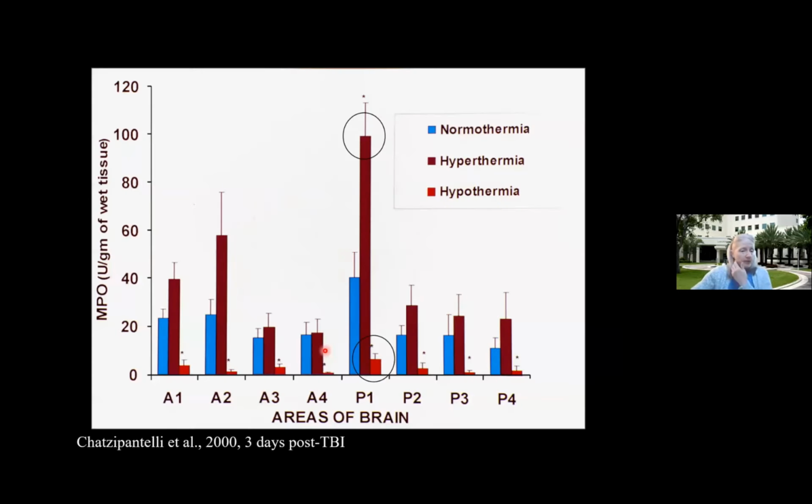Dr. Katsipatelli, who was a postdoc in the lab in 2000, also demonstrated with myeloperoxidase assays, which is a marker for neutrophil infiltration. If you just concentrate on the P1 section, that's the cortical area overlying the contusion, it clearly shows a reduction in MPO protein, as well as an increase with hyperthermia. So hypothermia was neuroprotective, hyperthermia actually aggravated neutrophils.